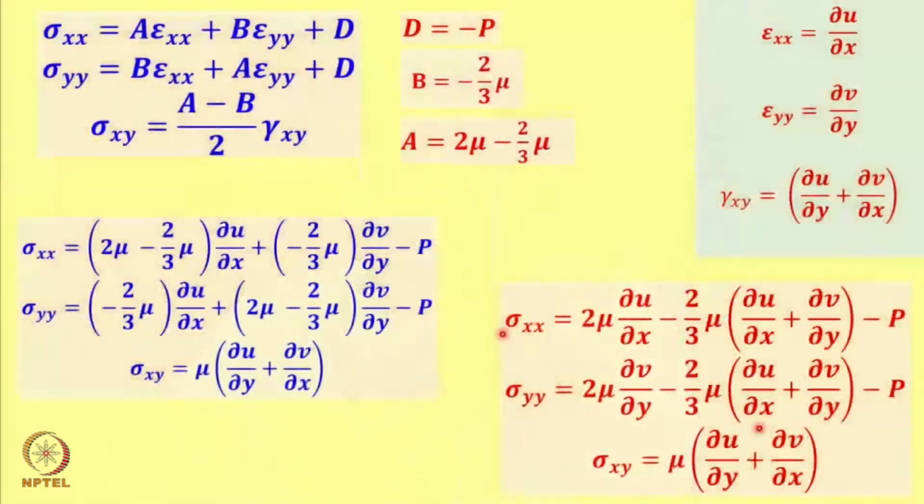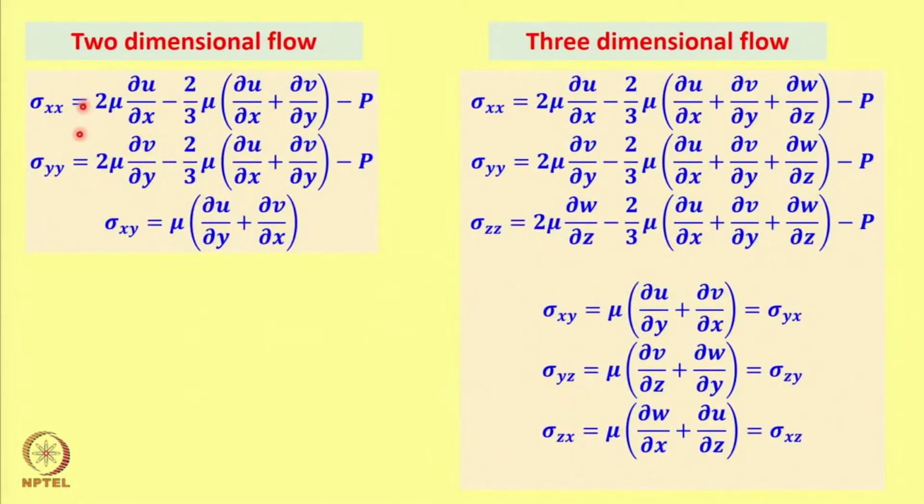If you recollect, we had gotten the equations for sigma xx and sigma yy. Sigma xx equal to 2 mu del u by del x minus 2 by 3 del u by del x plus del v by del y. This is what we had gotten, that we have to derive now. How did we get this?